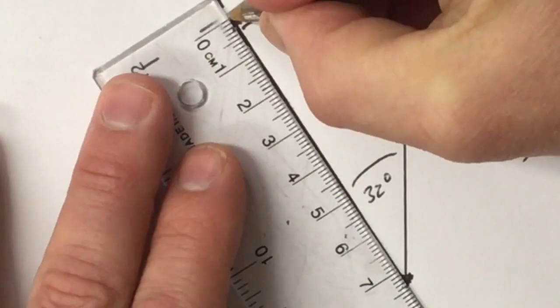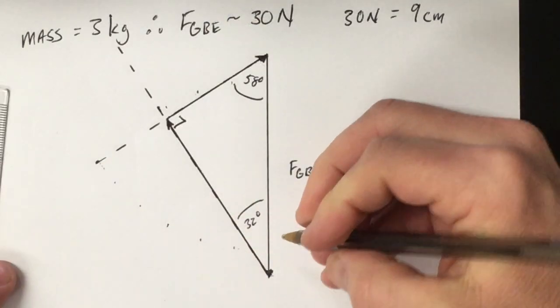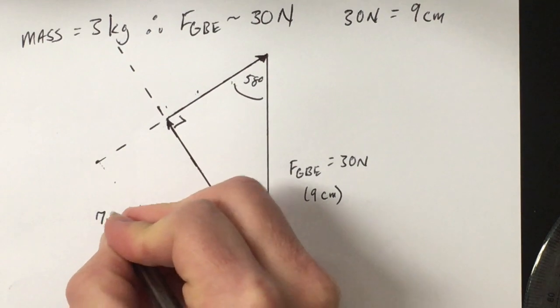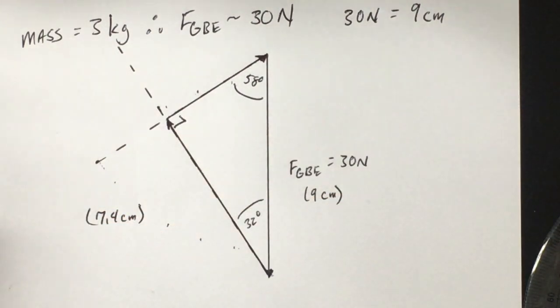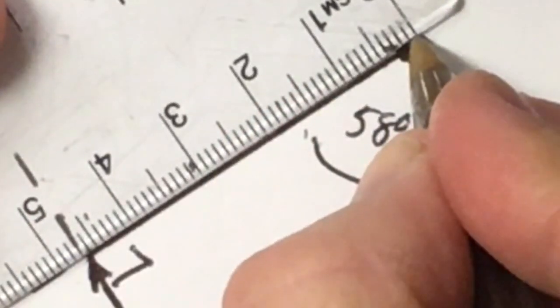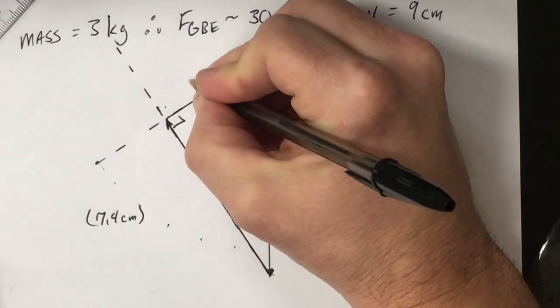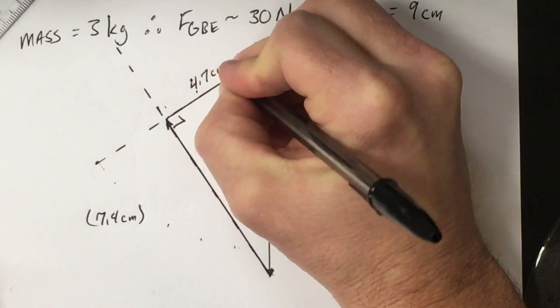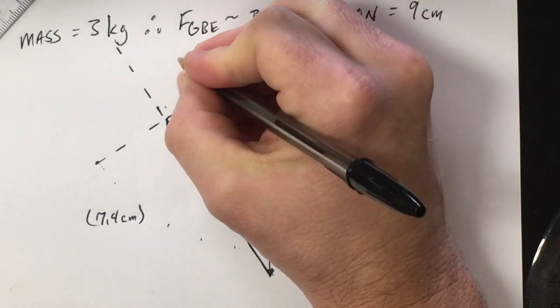We'll start measuring these, and this one I measure out to be, looks like 7.4 centimeters, which for my scale, well, actually let me measure this other one. The other one is 4.7 centimeters. I'll use my scale to determine the forces.